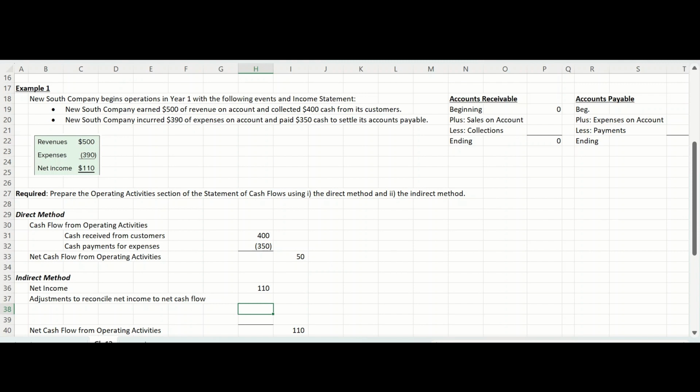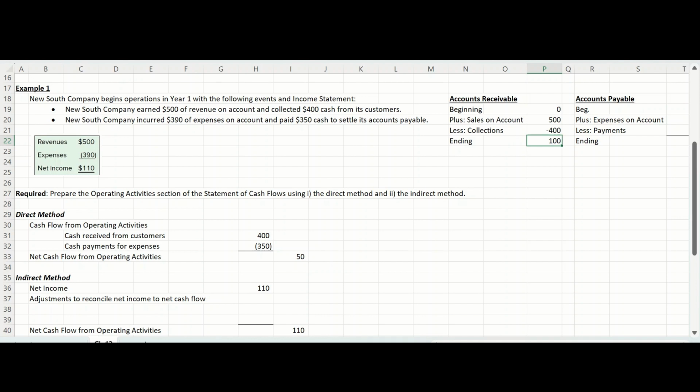So we're looking at accounts receivable first, ground zero, or the beginning balance before operations in year one is $0. We need to add any sales on account, so we have $500 of sales on account. And we need to remove any collections, so $400 gives us $100 ending balance. So if we started the year with $0 and we ended the year with $100, the change is $100.